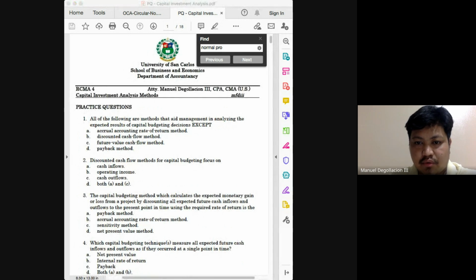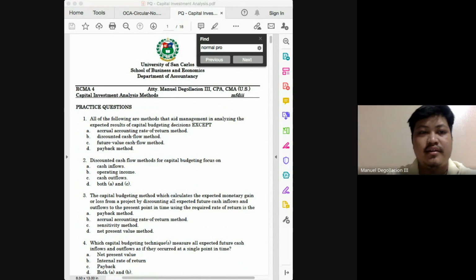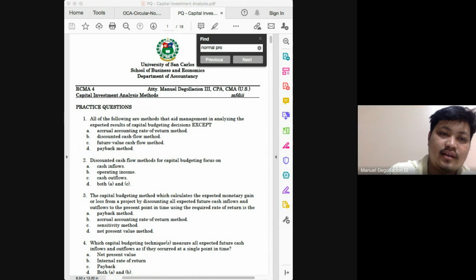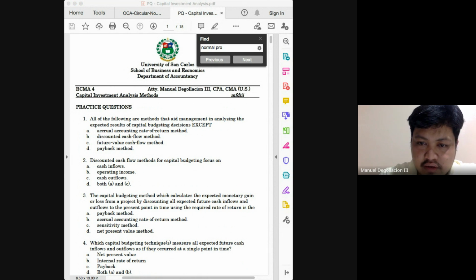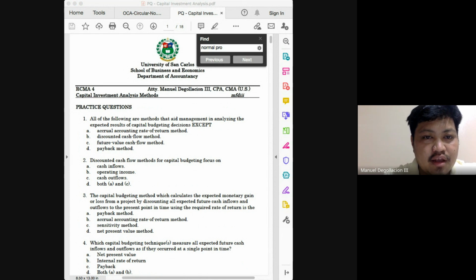Okay. So number one, all of the following are methods that aid management in analyzing the expected results of capital budgeting decisions, except. The answer here is future value cash flow method. We do not have this method in analyzing various capital investment projects.